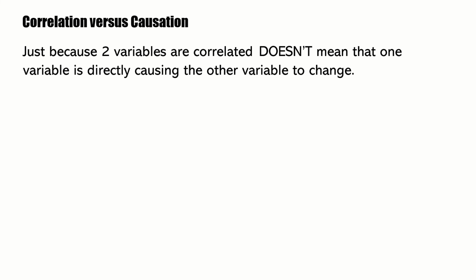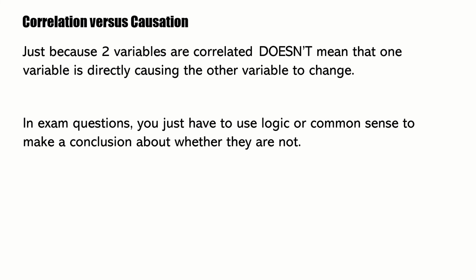So what impact does this have when we're trying to answer questions? Well, this is difficult for me to give specific advice about, but I would say just in general, when answering exam questions, you just have to use some logic or common sense about the scenario being given to make a conclusion about whether or not there is a link between the two variables involved in terms of if one of them's causing the other or not, because there's three different sort of scenarios that can happen ultimately.